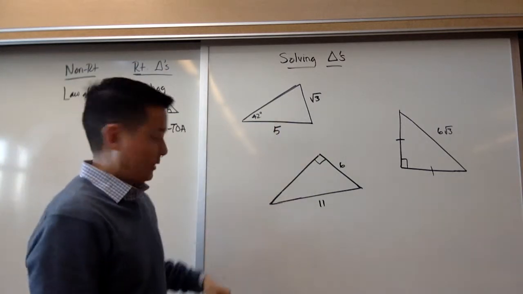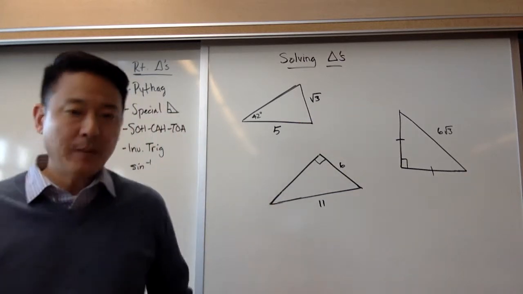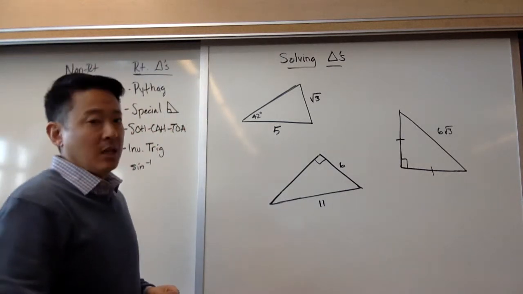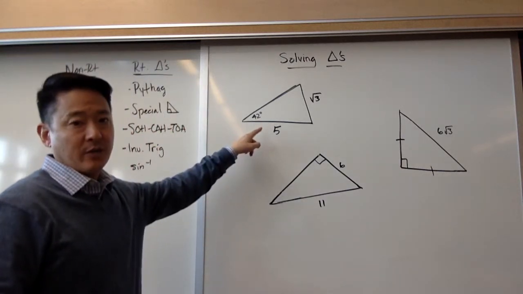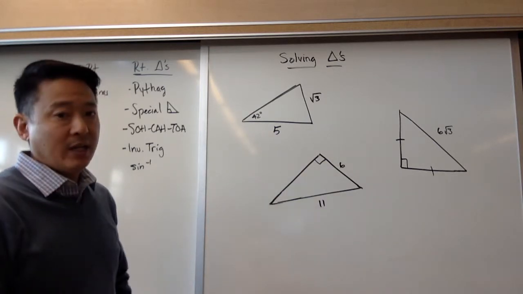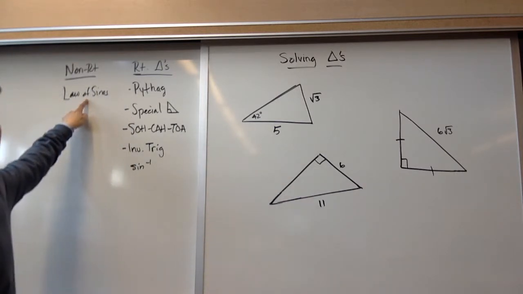Okay, this first triangle right here. Don't be fooled by the root 3. That root 3 automatically makes us think of 30-60-90s and special right triangles. But we don't know that this is a special right triangle. In fact, we don't even know that this is a right triangle at all. There's no right angle sign. So what strategy would we use? Well, we're going to use law of sines.